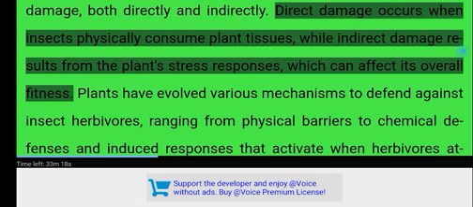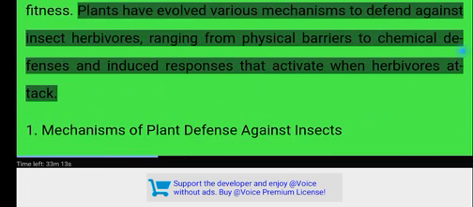Direct damage occurs when insects physically consume plant tissues, while indirect damage results from the plant's stress responses, which can affect its overall fitness. Plants have evolved various mechanisms to defend against insect herbivores, ranging from physical barrier defenses to induced responses that activate when herbivores attack.